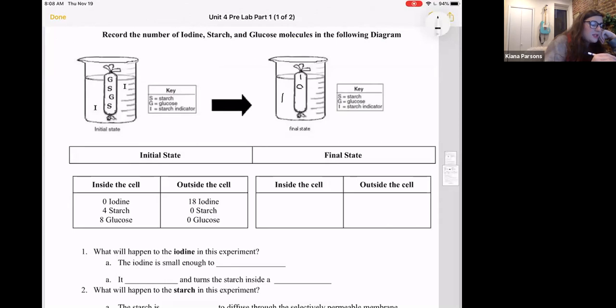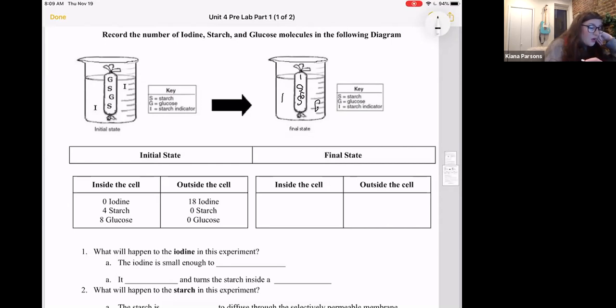And inside of the cell, we still have our starch. They definitely stayed inside of the cell, right? We didn't see a color change outside of the cell. And inside of the cell, we still have some glucose. We can assume that not all of the glucose got out, but as you may recall, there was a positive glucose indicator test that said that glucose got out of the cell. So here we can see the final state inside the cell.